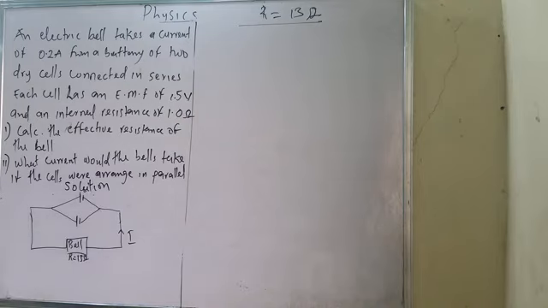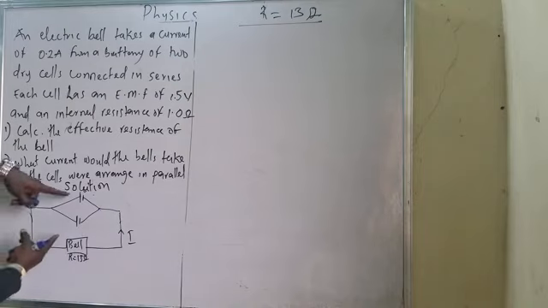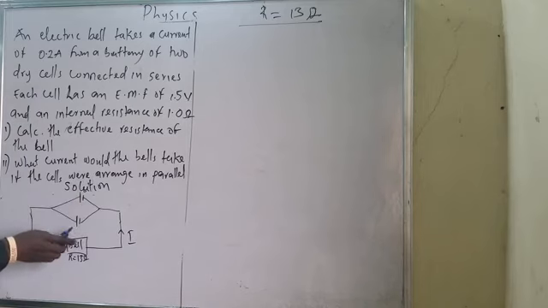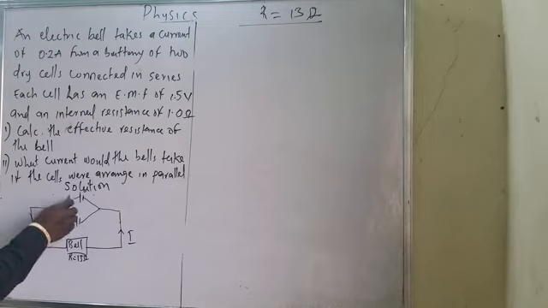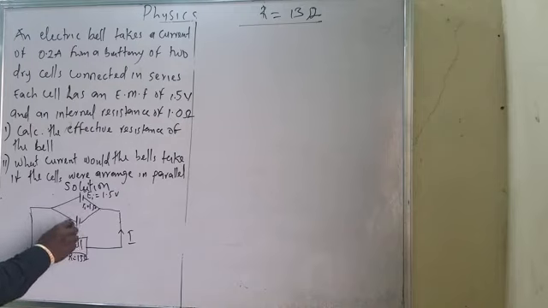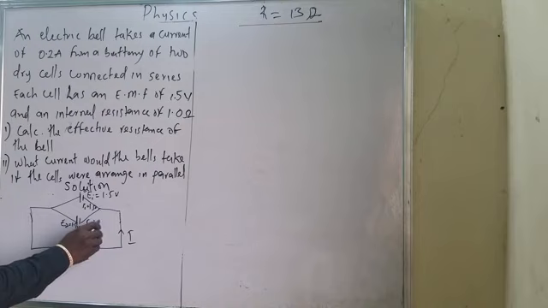Can you see this connection is already in because of the cells. The cells were arranged in parallel. What are we trying to say there? We have E1, which is 1.5 volts, and R1, which is 1 ohm, and E2, 1.1 volts, and R2, 1 ohm. That is all.